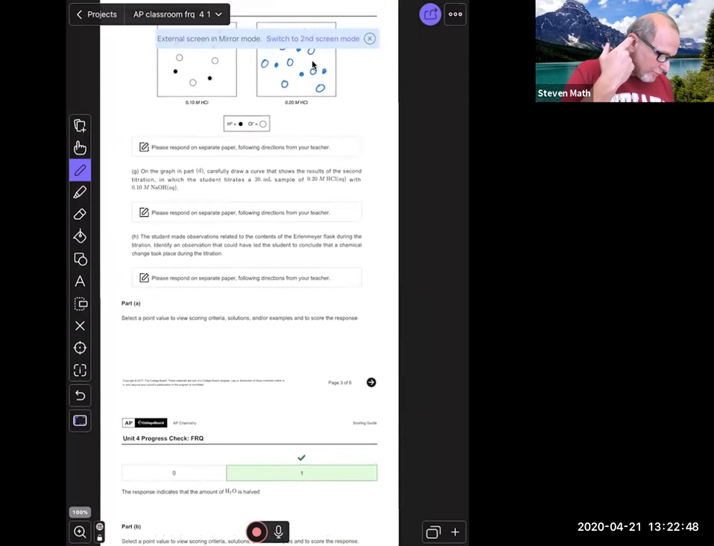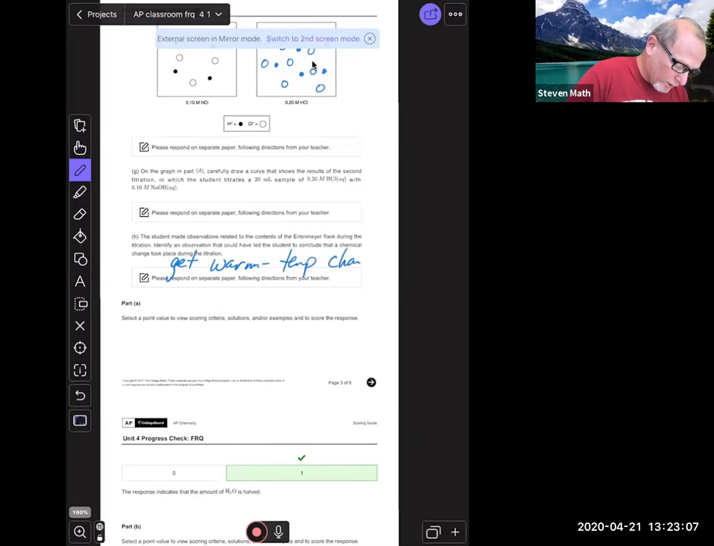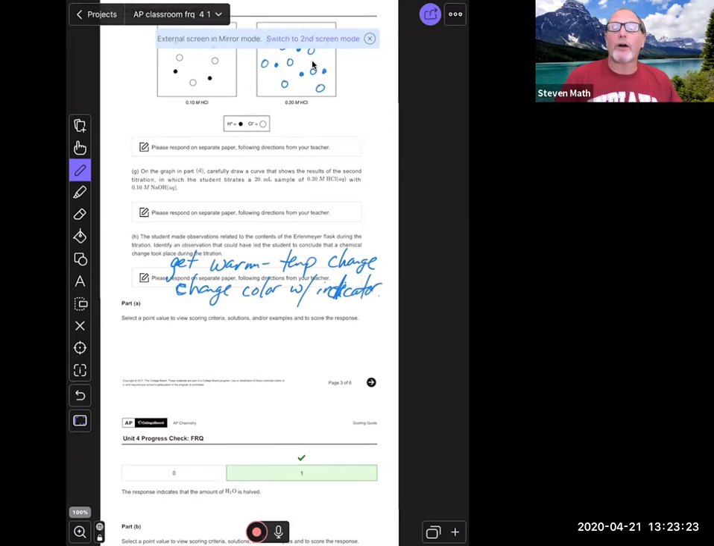And then in H, a student made an observation in the Erlenmeyer flask. How would you know that a chemical change took place in the Erlenmeyer flask? I got 2 things for you here. The first one is it's either going to get warm, it's going to have a temperature change, or it's going to change color with an indicator. So if we added phenolphthalein to this, we would say the HCl turned pink at the equivalence point.